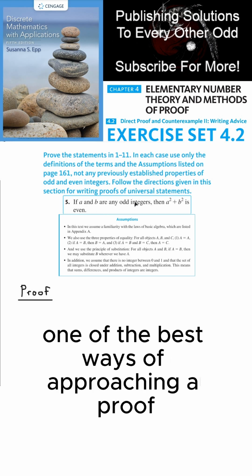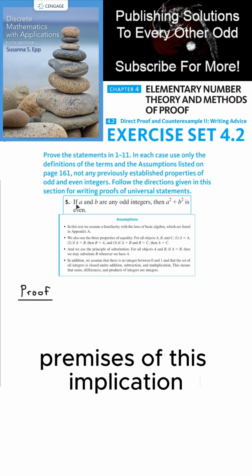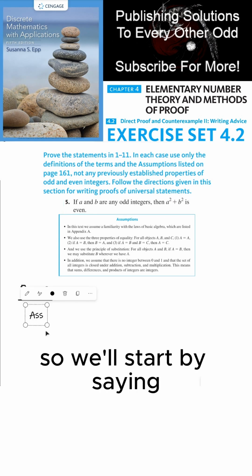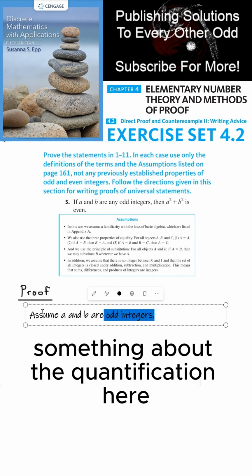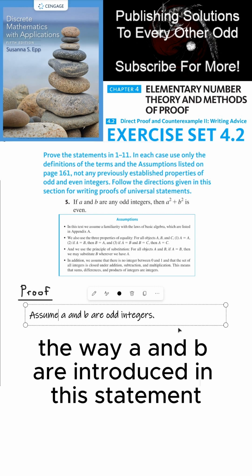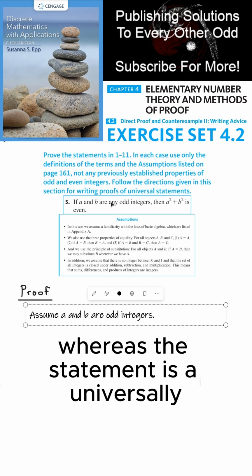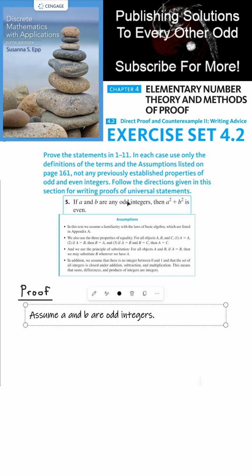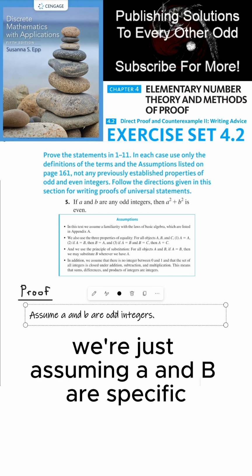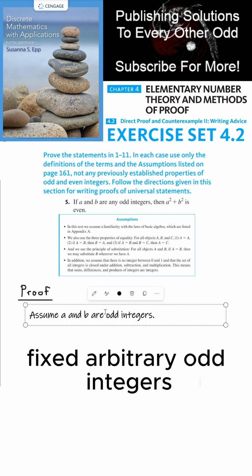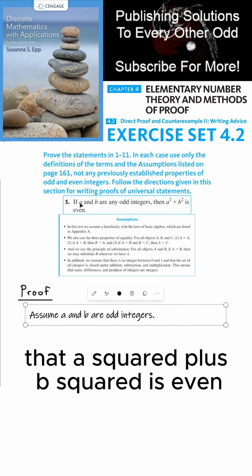One of the best ways of approaching a proof for this statement is to start by assuming the premises of this implication. So we'll start by saying assume a and b are odd integers. Now I want you to notice something about the quantification here. The way a and b are introduced is that a and b are arbitrary and fixed, whereas the statement is a universally quantified statement about any pair of odd integers. We're not taking every pair of odd integers here. We're just assuming a and b are specific, fixed, arbitrary odd integers. But we're going to show that a squared plus b squared is even, regardless of what a and b are.